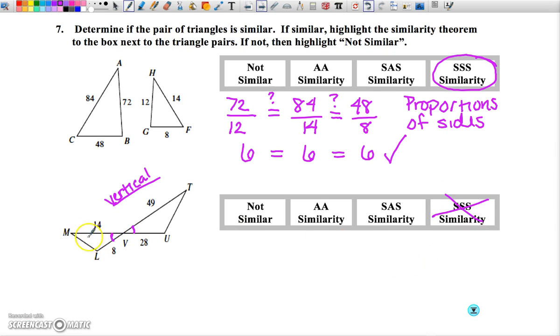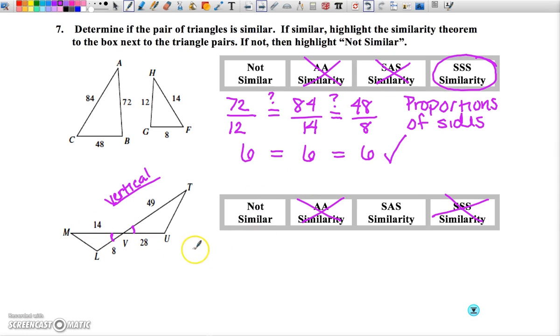We don't even have another angle marked in here, so we can't use angle, angle similarity. That's not an option because we don't have 2 angles. So same with this one here, we can't use angle, angle because we don't even have any angles. And we can't do side, angle, side because we don't have any angles. So you can eliminate answers really easily that way.